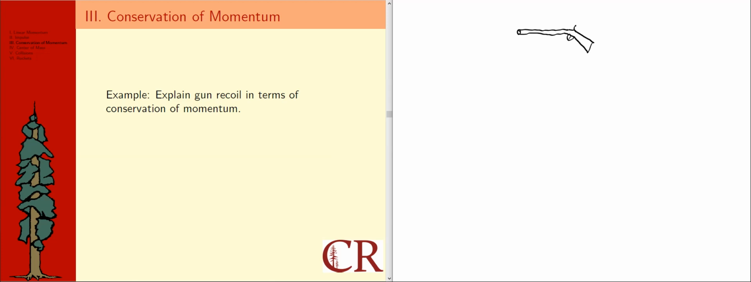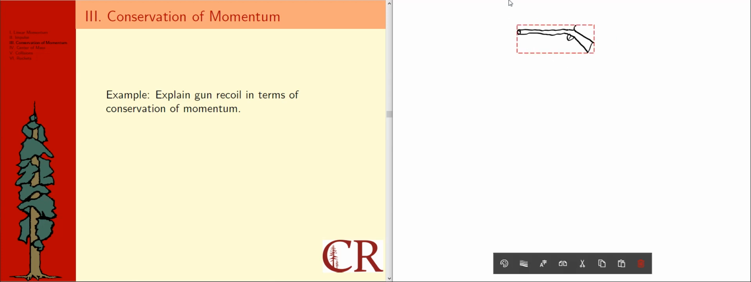But we want to explain in terms of momentum, because what is recoil, right? If you shoot the gun and you're holding it, it pushes back on you. That's the basic phenomenon of recoil. But can we explain that in terms of momentum? So let me make a copy of this gun that I just drew, because I'd like to consider a final and initial type of scenario.